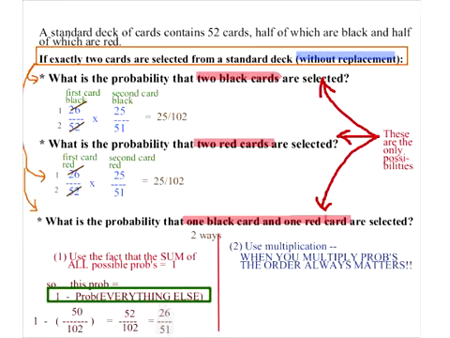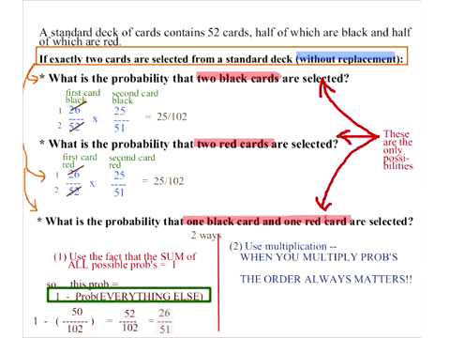When you multiply probabilities of consecutive choices, the order has to be taken into account. The reason these calculations worked upstairs is because there's only one order you can do this in. The only way to get 2 black cards is to get a black one and then get another black one. Similarly, the only way this can happen is if you get a red card and then another red card.